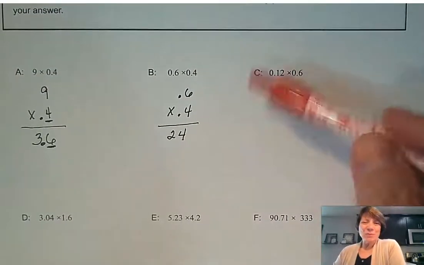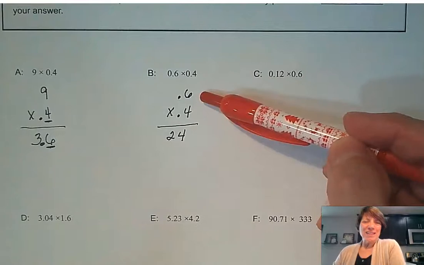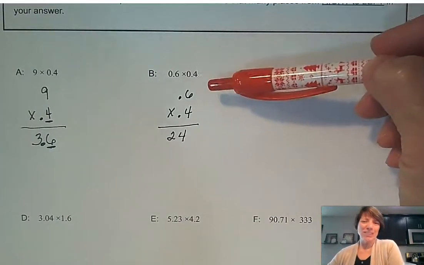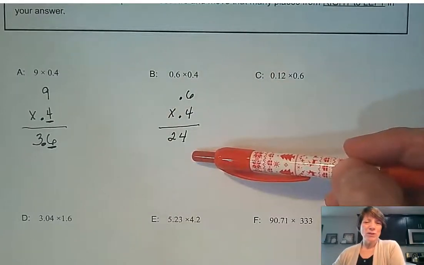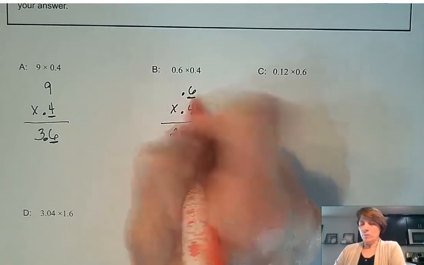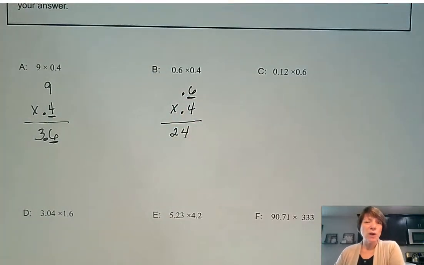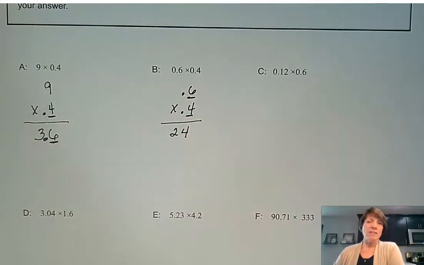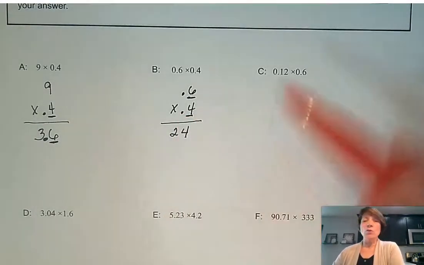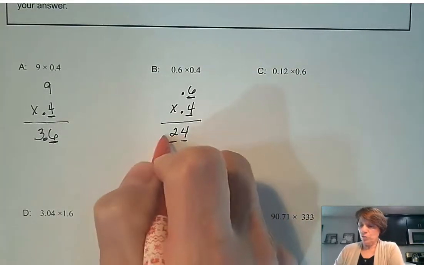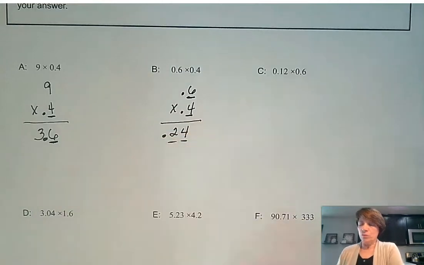Okay, so our next problem is set up for us here. We've got 6/10 times 4/10. Notice I've left off those initial zeros because we don't really need those. 6 times 4 is 24, and now I'm ready to place my decimal. So I've got one number to the right of the decimal point in the top, one number to the right of the decimal point in the bottom, and so I want a total of 2 numbers behind the decimal point in the problem. So 1, 2, my decimal point needs to go here. So 24 hundredths is the answer to this problem.